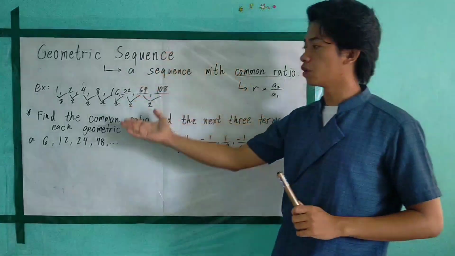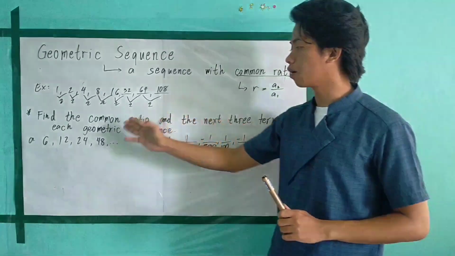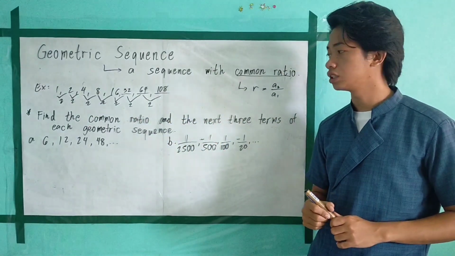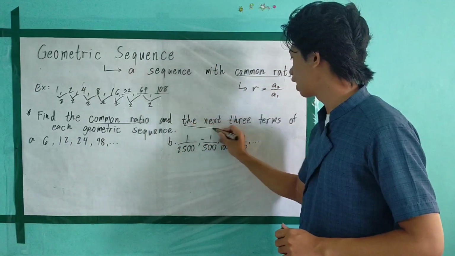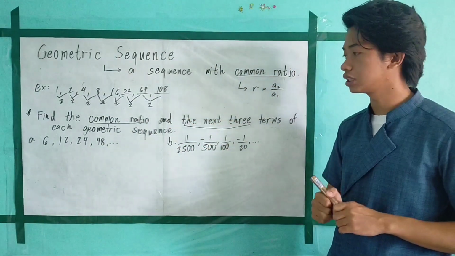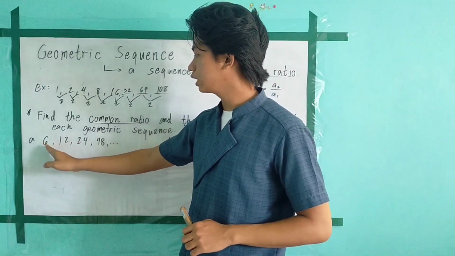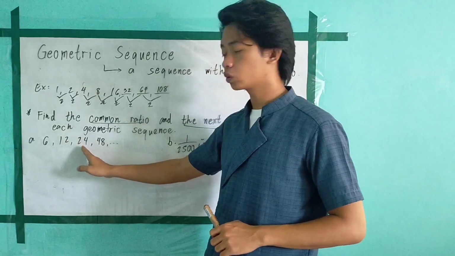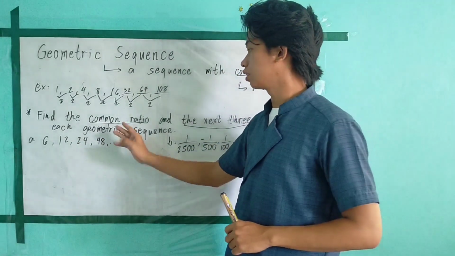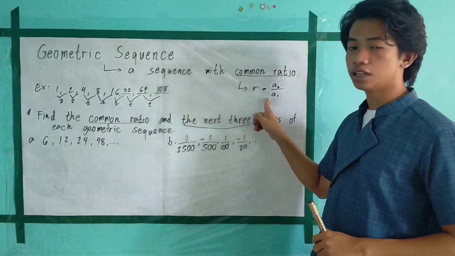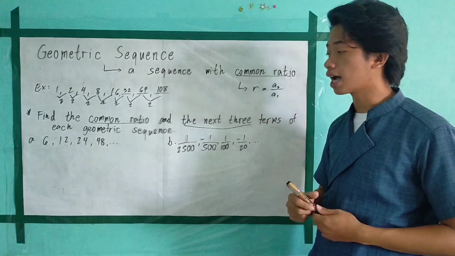So let's have this given problem. Find the common ratio and the next 3 terms of its geometric sequence. So we're going to find the common ratio and the next 3 terms. In our problem, letter A, our sequence is 6, 12, 24, 48, and then ellipsis. To find the common ratio, let's use this given formula. r is equal to a sub 2 divided by a sub 1.